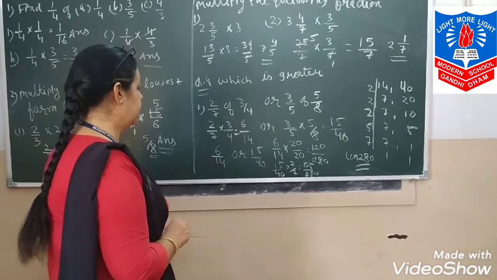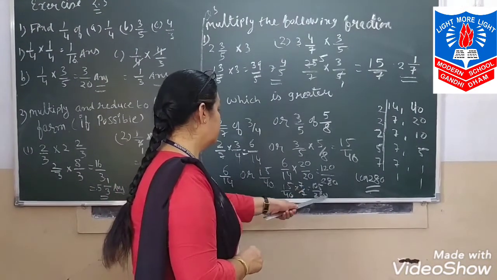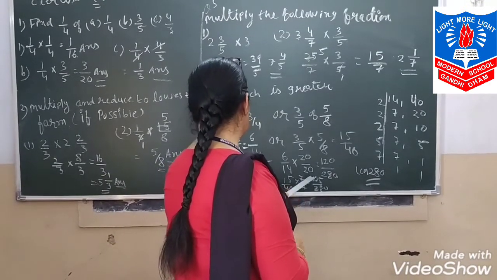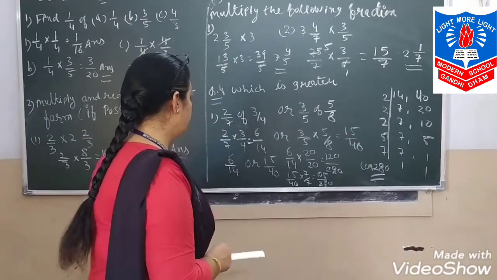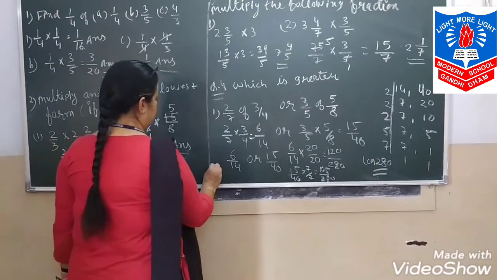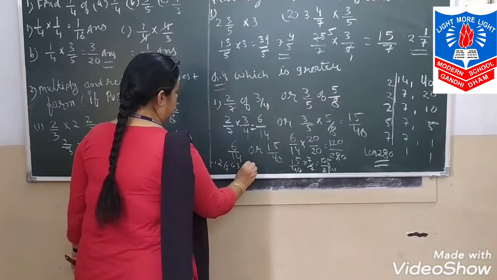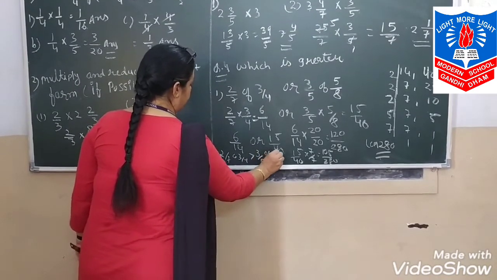So which one is greater? 120 upon 280 corresponds with 2 by 7 of 3 by 4. Here I write: 2 by 7 of 3 by 4 is greater than 3 by 5 of 5 by 8.